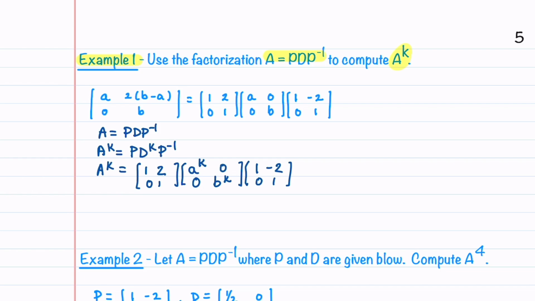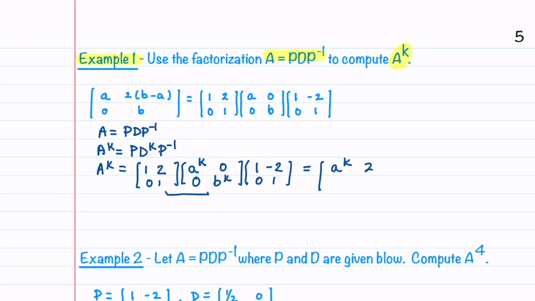All we have to do now is just multiply everything out. I'm going to multiply these two matrices first. We get A to the k in our first entry. And then in our second entry, we get 2 times B to the k. The entry in the lower left is going to be 0. And then the entry in the lower right is going to be B to the k. And then this multiplies our third matrix, 1, minus 2, 0, 1.